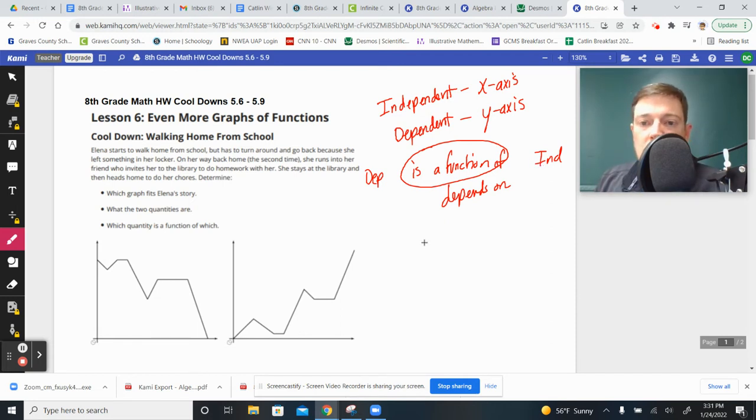All right, so those are the basic notes that we got. Independent on the x, dependent on the y. Dependent is a function of independent, and dependent depends on the independent variable. So all of that is the basic setup for what we need as we go into this problem.